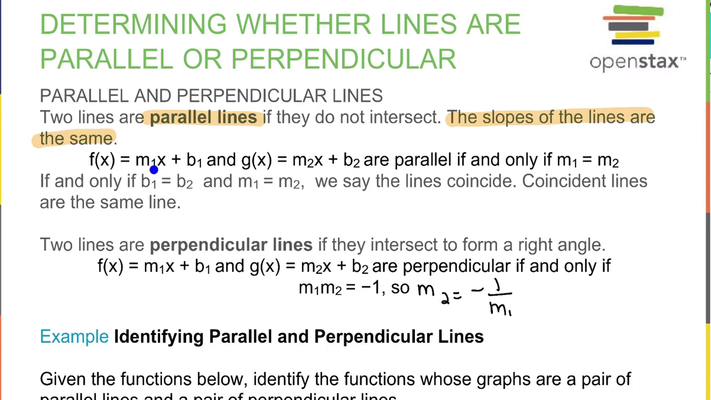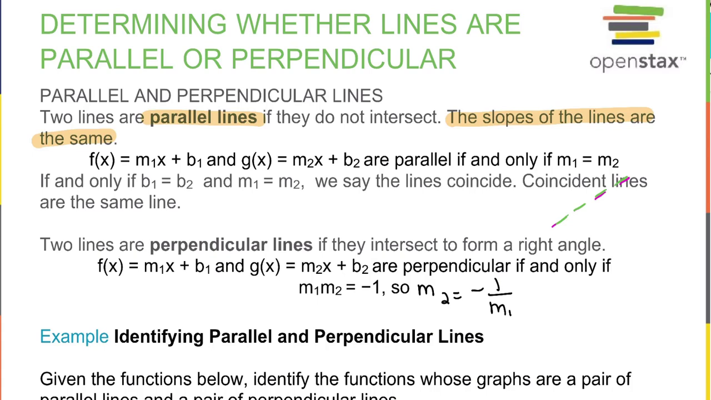So f of x equals m1x plus b1. And we have the ones there because that's line 1. And g of x is m2x plus b2. They're parallel if and only if m1 is equal to m2. So basically what we're saying is these two lines can only be parallel if their slopes are equal. And if and only if b1 and b2 and m1 and m2 are equal, we say the lines coincide. What that means is if your slope and your y-intercept are both the same, you basically have the same line.